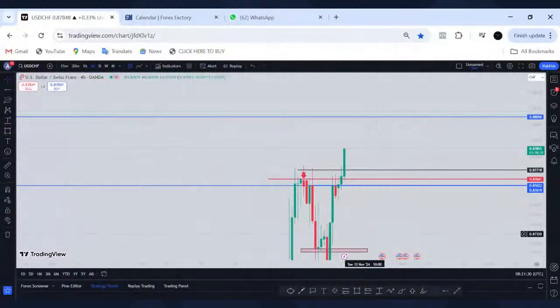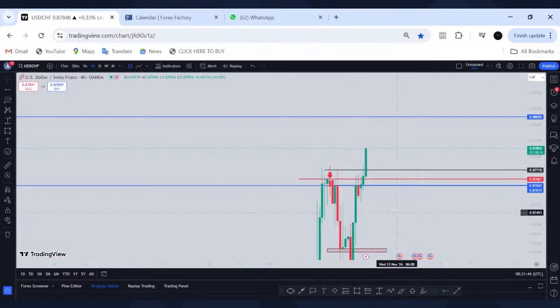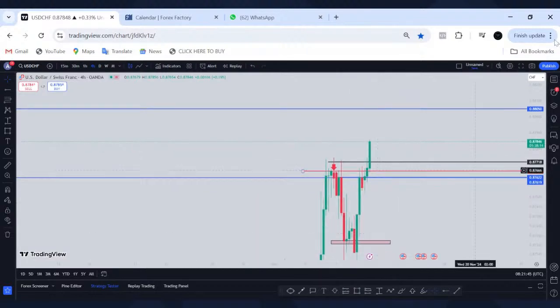So we are going to look at USDCHF. Wow, it has really moved.